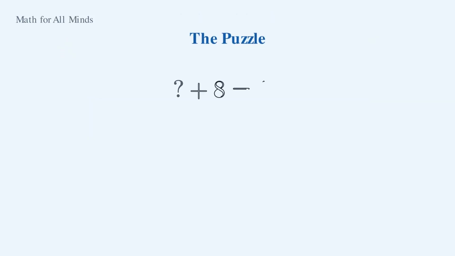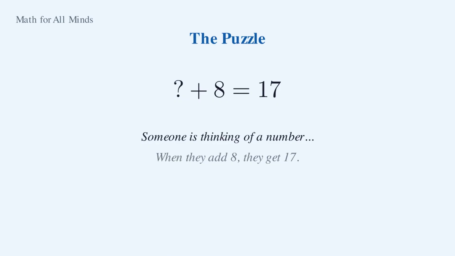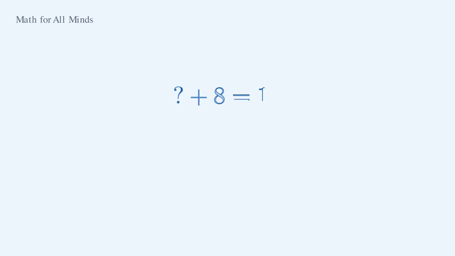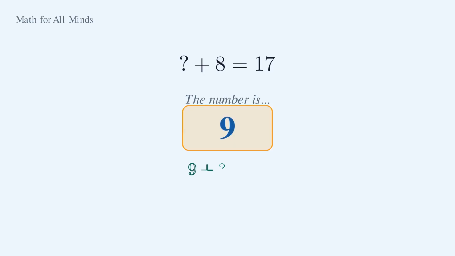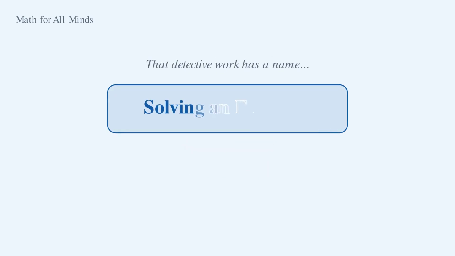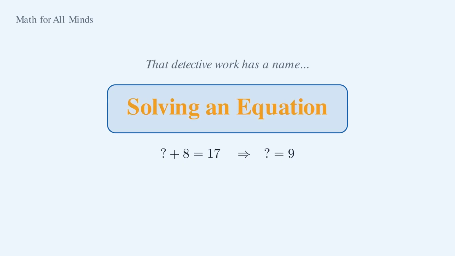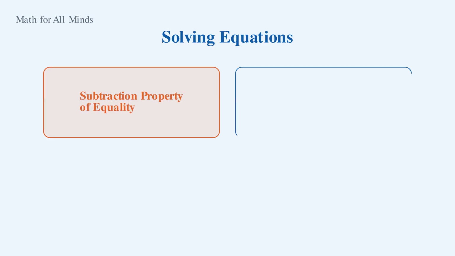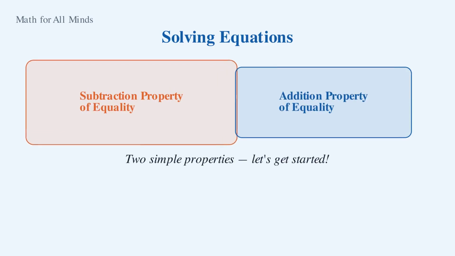Here's a puzzle. Someone tells you they're thinking of a number. When they add 8 to it, they get 17. What's their number? You probably figured it out already. The number is 9, because 9 plus 8 equals 17. That little bit of detective work is exactly what algebra calls solving an equation. By the end of this video, you'll be able to solve any equation like this one using two simple properties.